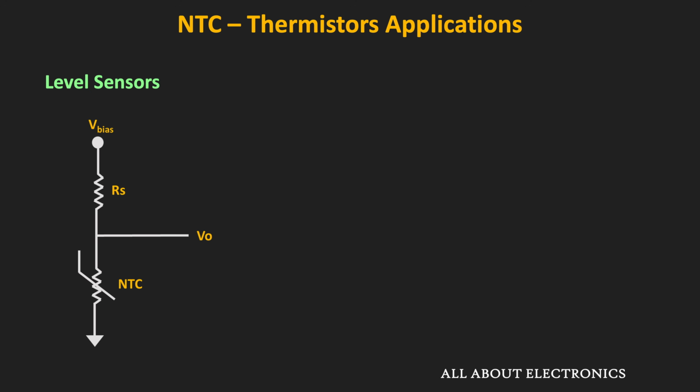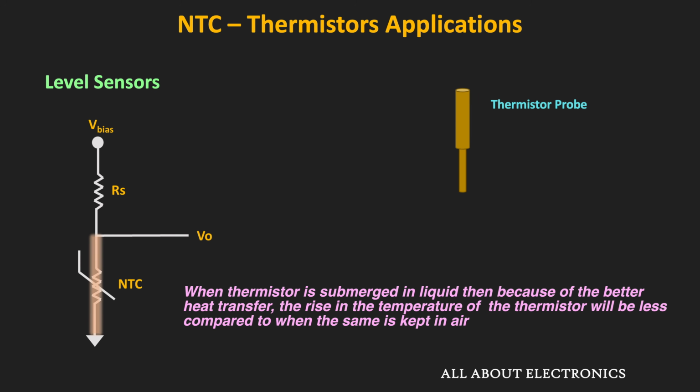So once again, here the thermistor is used in a self-heating mode. In the self-heating mode, because of the power dissipation, the temperature of the thermistor increases. And the amount of temperature increase in the thermistor depends on how well the surrounding absorbs the heat that is generated by the thermistor. For example, if the thermistor is kept in the air, then the heat transfer from the thermistor to the air will be less. And in that case, the rise in the temperature of the thermistor will be more.